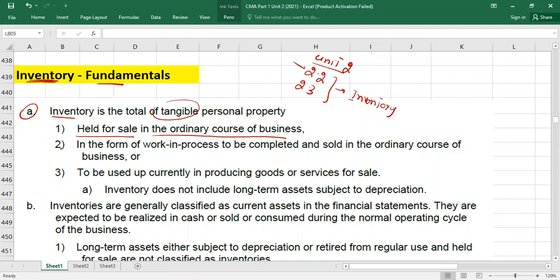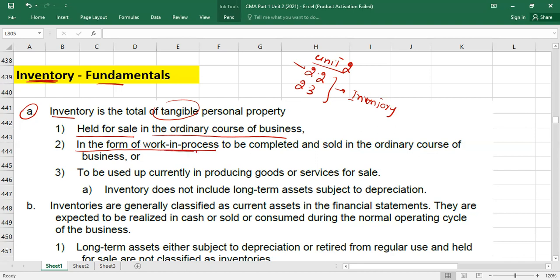The second point in the definition is that inventory could be in the form of work in process. Work in process means that sometimes at the end of the period, you might have some units in the production line which are not yet completed, but still it is your inventory. Maybe it will be completed by next year. And sometimes you might have inventory in the shape of finished goods. You might also have inventory in the shape of raw material if you are a manufacturing business.